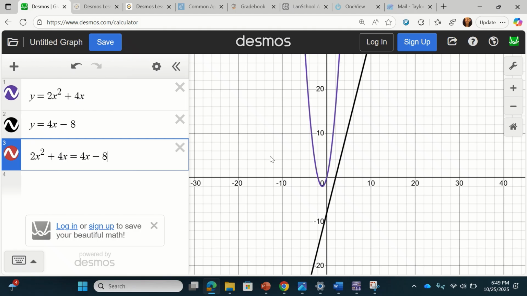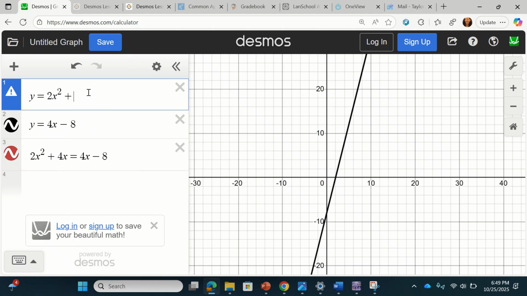So the last way we can look at this is to graph the parabola. And so I'm going to take this and set it equal to 0. So I'll subtract 4x from both sides. Now, if I subtract 4x from here, it goes away. It also happens over here. So the 4x's actually drop out. And then I'm going to add 8 to both sides. So I'm going to have 2x squared plus 8.